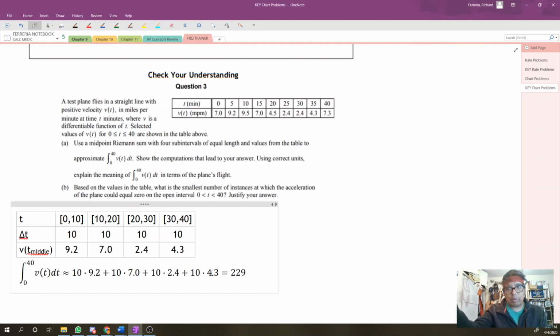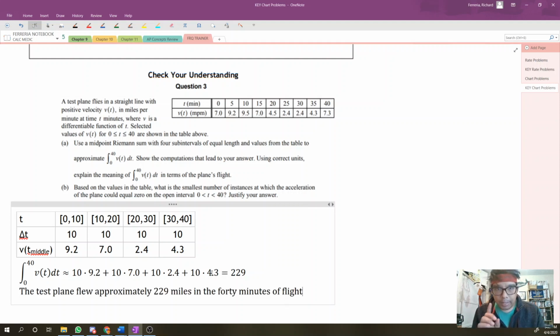So it's always going in the same direction, which means that when I interpret this, I can just say that the plane flew 229 miles during the 40 minutes of its flight. And there we have it.